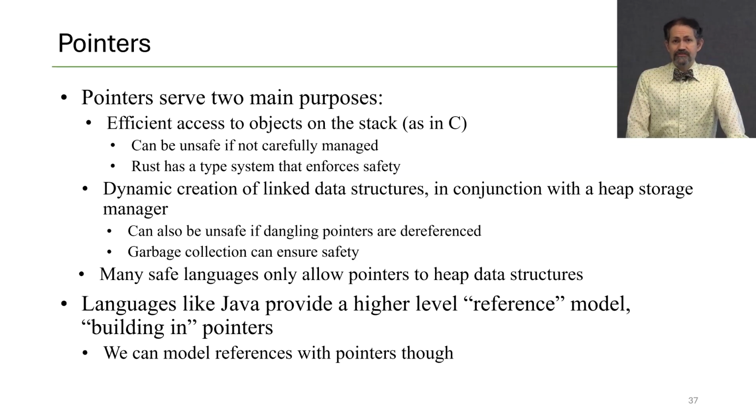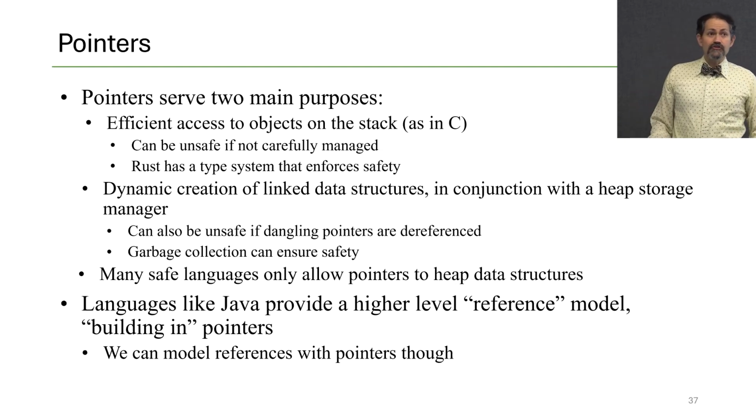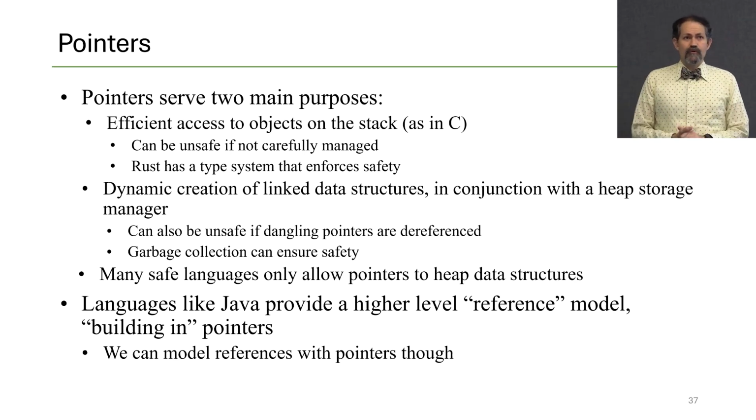Pointers serve two main purposes in modern languages. They provide efficient access to objects on the stack, as in C or in Rust. This can be unsafe if not carefully managed, because data that's on the stack will go away when a function returns. Rust has a type system that we'll look at later that enforces safety for this. The second main purpose is dynamic creation of linked data structures, in conjunction with the heap storage manager. This can also be unsafe if dangling pointers are dereferenced, and we'll see ways of dealing with that as well.